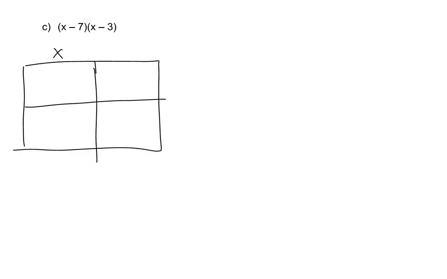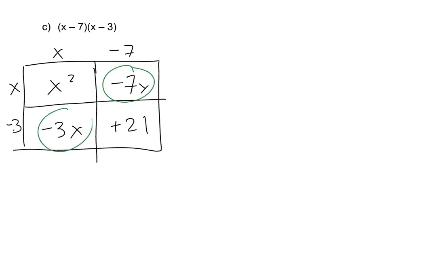And I have an x and a negative 7. I have an x and a negative 3. So this becomes x squared. X times negative 7 is negative 7x. X times negative 3 is going to be negative 3x. Negative 3 times negative 7 is going to be positive 21. I'm going to collect my like terms, and I'm going to write my statement. X squared minus 10x plus 21. Okay, so there's that method.